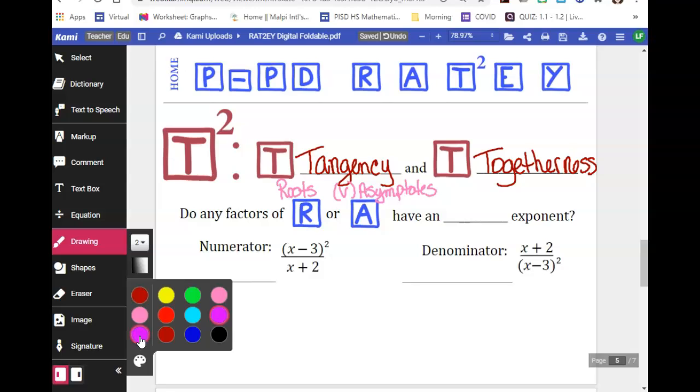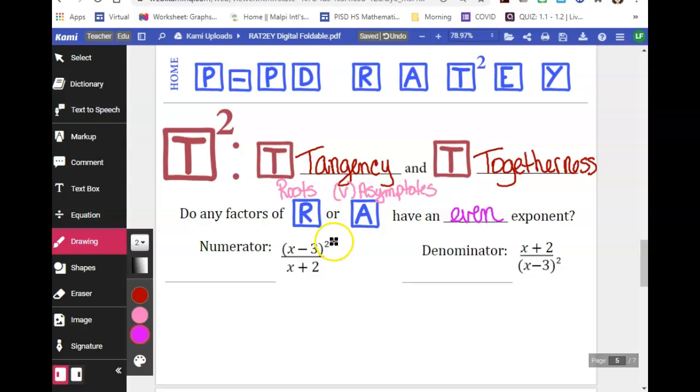So do any of them have an even exponent? Even, like this 2 here and this 2 here. So in the numerator, if I have this squared, just like we had for polynomials, then this gives me tangency. If I have a factor that has an even exponent in the denominator, that gives me togetherness.